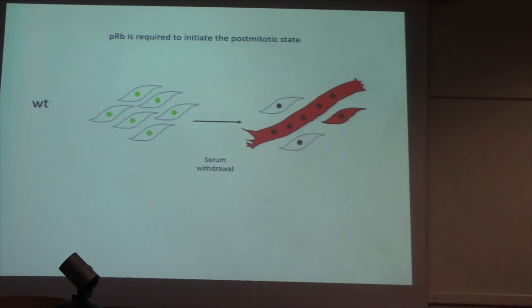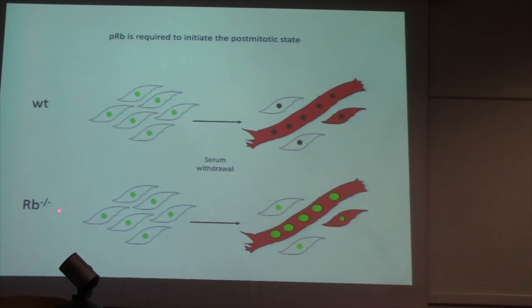This transition, it was known at the time, requires RB, because if you take RB minus myoblasts, that is, myoblasts that don't express RB, knockdown, you do get differentiated cells, but they still keep incorporating BrdU. They still keep replicating DNA. In fact, they do a certain thing called endoreduplication. That is, they replicate and replicate their DNA over and over again until they die. This is why these nuclei are bigger than these ones, because they are endoreduplicating their DNA.